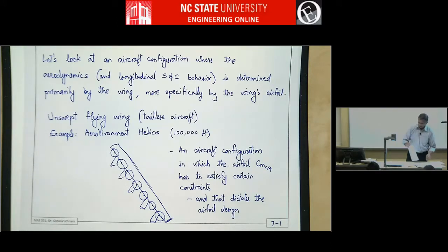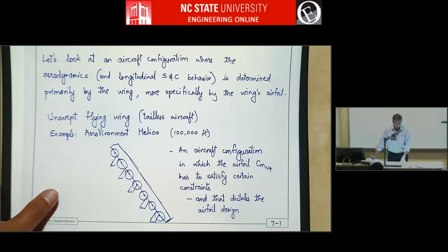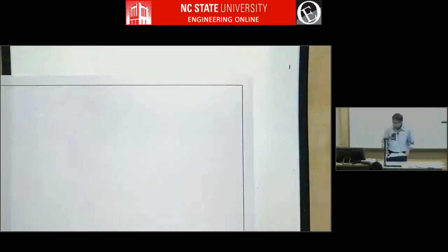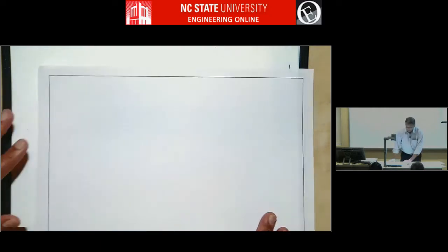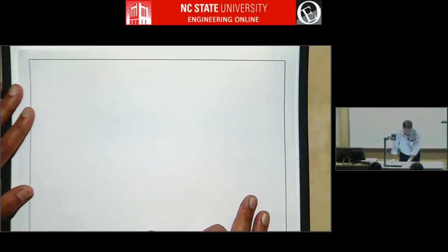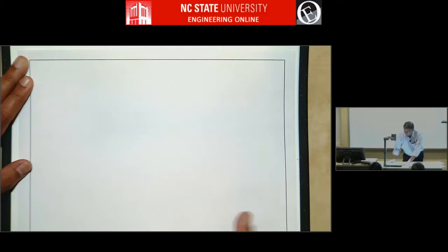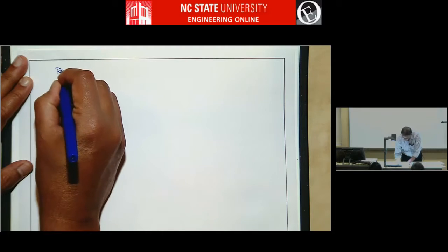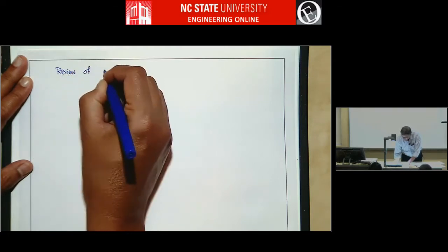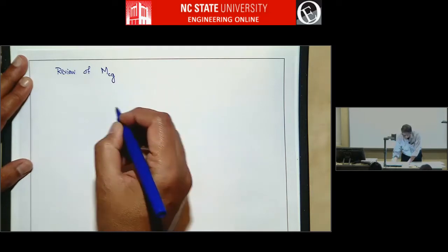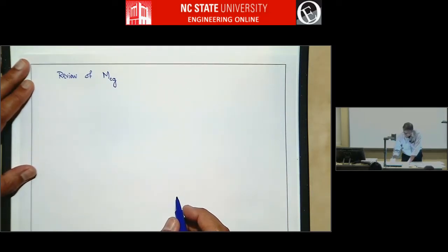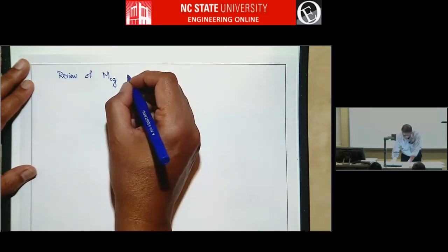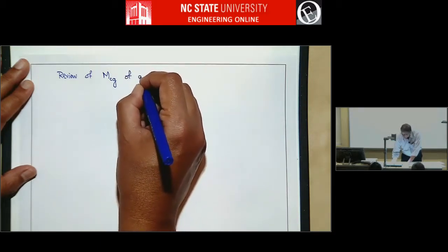So how do we make something like this fly? It has to be in stable flight, it has to be in equilibrium, but it doesn't have a tail. That's the challenge. So let's quickly review what is the pitching moment of relevance to an aircraft. The pitching moment that's relevant for aircraft stability and control calculations is the pitching moment about the CG.